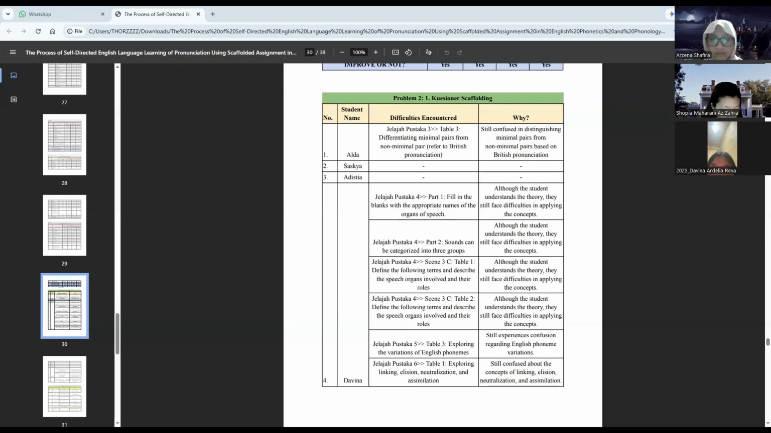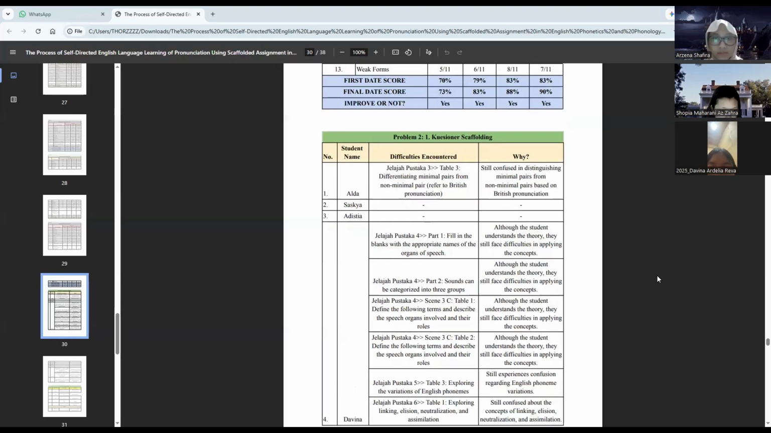The students indicated that they needed more hands-on practice to reinforce the theoretical concepts. Some students also reported that they were still confused even after completing the scenes. In addition to the scaffolding table and weekly progress reports, the final assessment results also demonstrate how this method supported student learning. As mentioned earlier, all students showed improvement in their pronunciation profiles, indicating that the scaffolding method was effective.